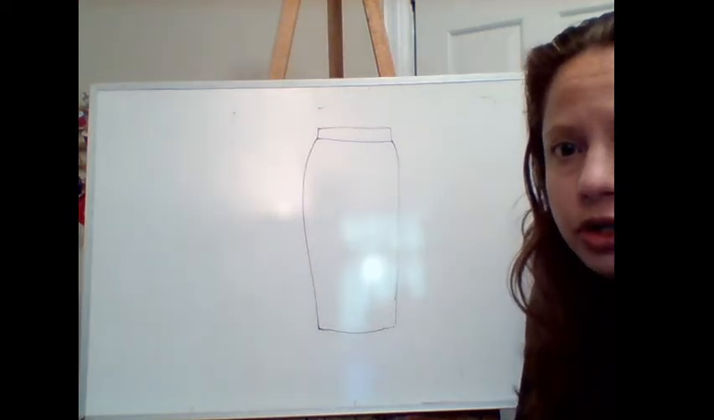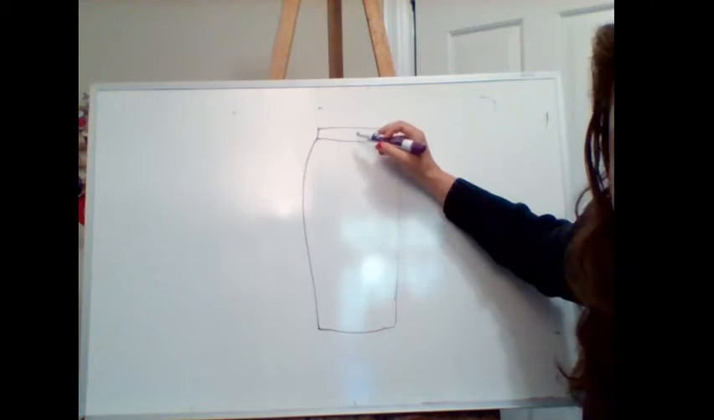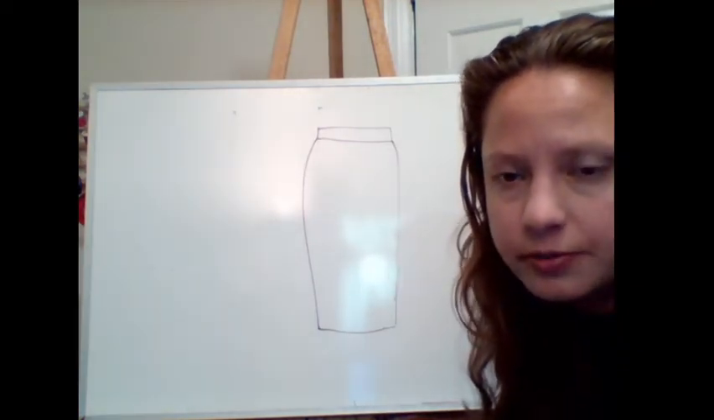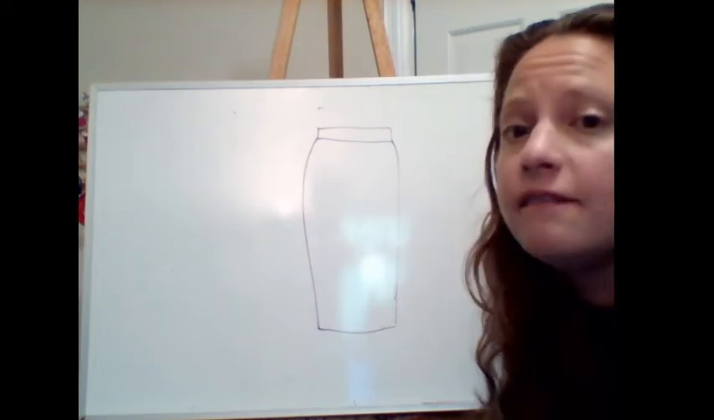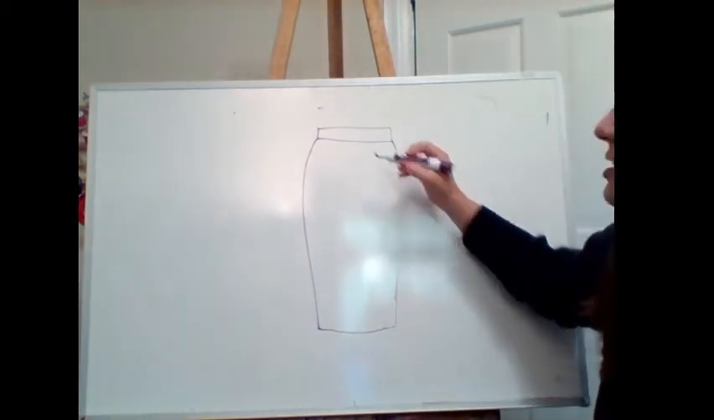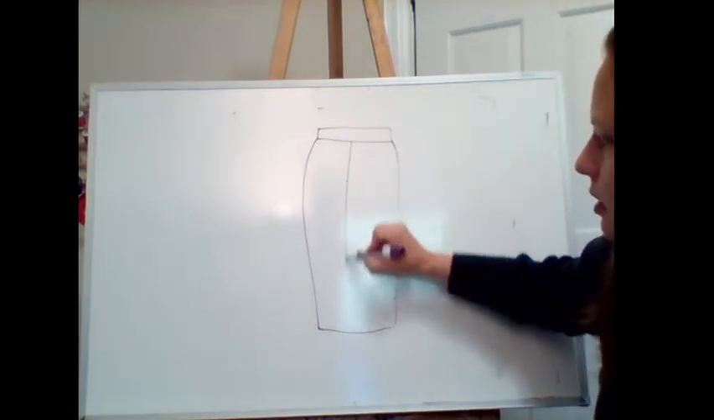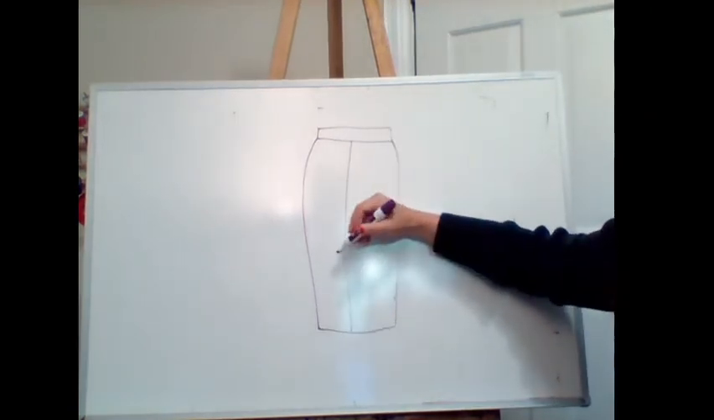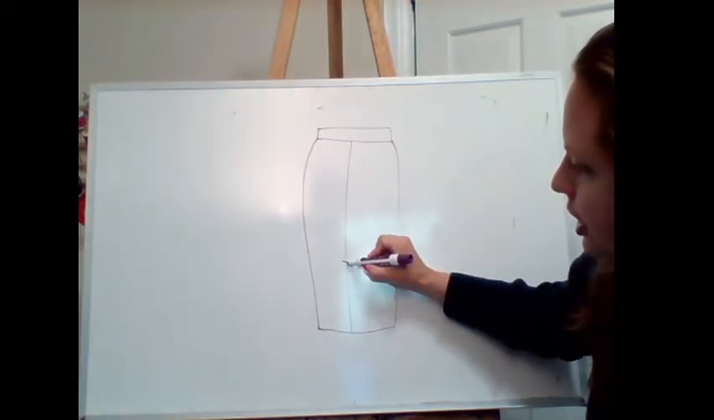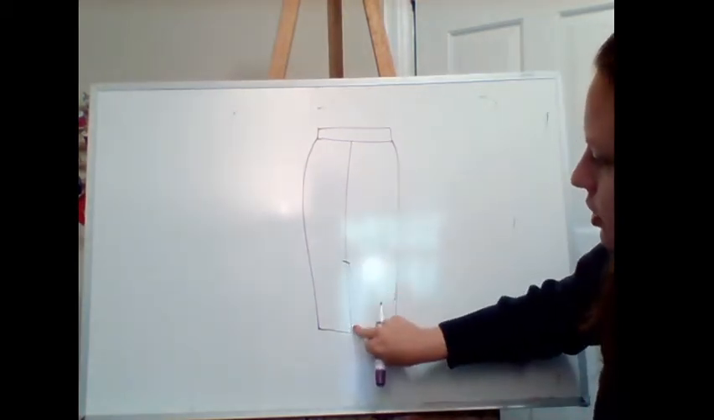So what we do is in the center back seam, although you can put these anywhere so long as it's in a seam. If you want to put them in a center front seam, a side seam, a princess seam, fine. We just typically see them in the back, in a center back seam. What we will do is we will hide a little inverted box pleat right in that center back seam.